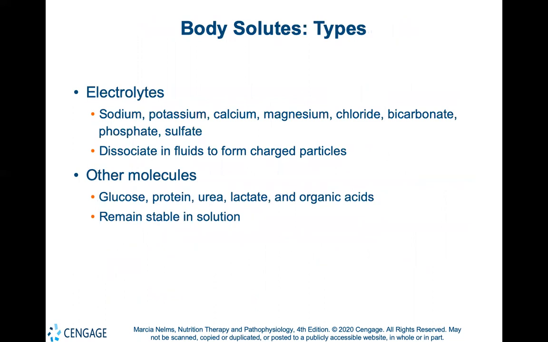Solutes in body fluids include both electrolytes or ions and other molecules. Electrolytes dissociate in fluid to form one or more charged particles. Other molecules such as glucose, protein, urea, lactate, and other organic acids remain stable in solution. The major electrolytes in the body are sodium, potassium, calcium, magnesium, chloride, bicarbonate, phosphate, and sulfate. Ions with positive charge are referred to as cations, and negatively charged ions are anions.